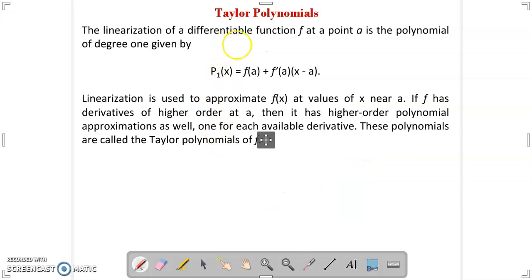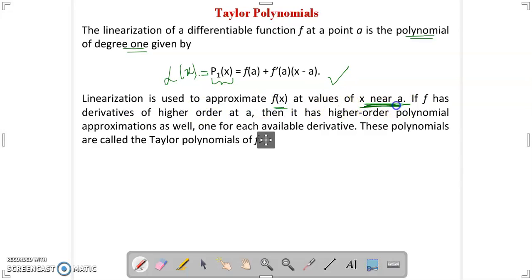The linearization of a differentiable function at a point is basically a polynomial of degree 1, which we represented as L of x, and here we are going to represent it as P1 of x, a polynomial of degree 1, which equals f at a plus f dash at a into x minus a, right? So linearization is used to approximate the function at values near a.